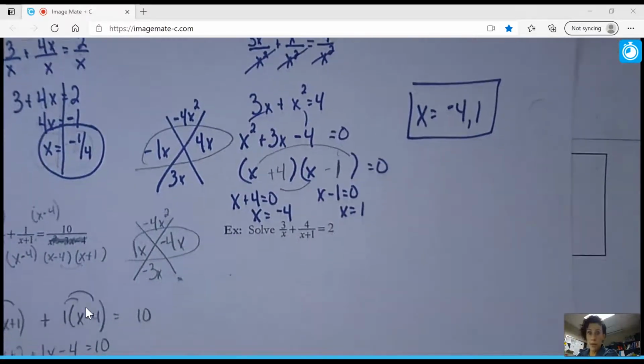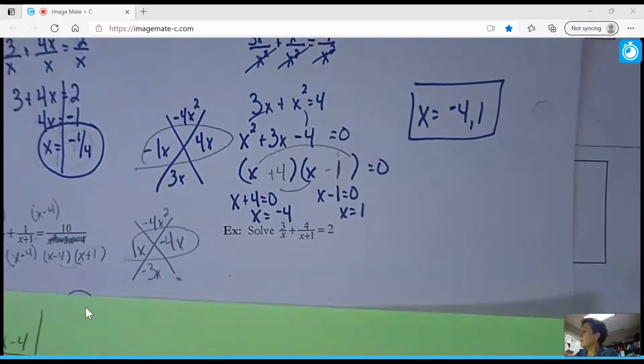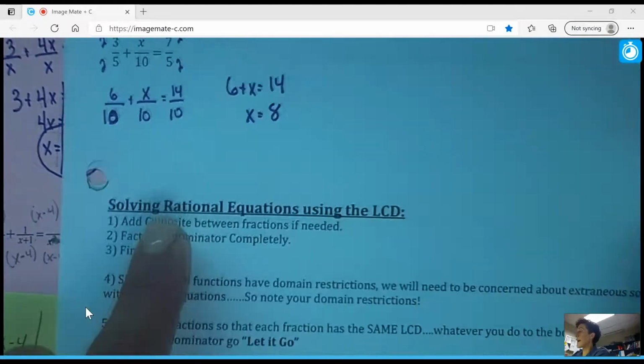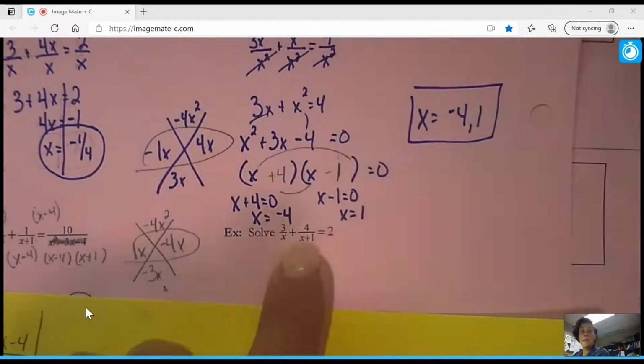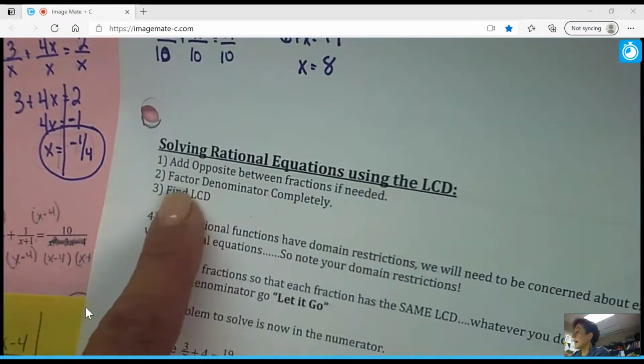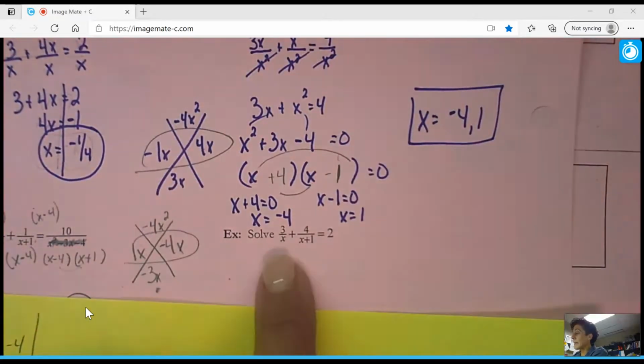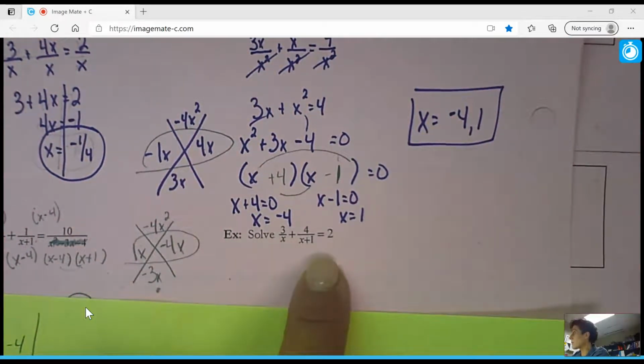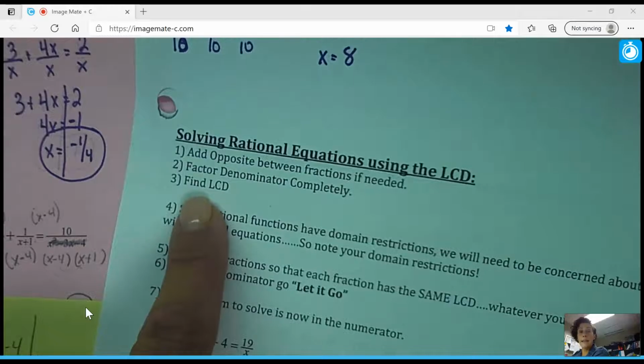Let's assume you do not see the least common denominator. So again, following these directions, I want to add the opposite between the fractions if needed. I don't need to do that. I want to factor the denominator completely. You can't factor x or x plus 1. And then we want to find the least common denominator.